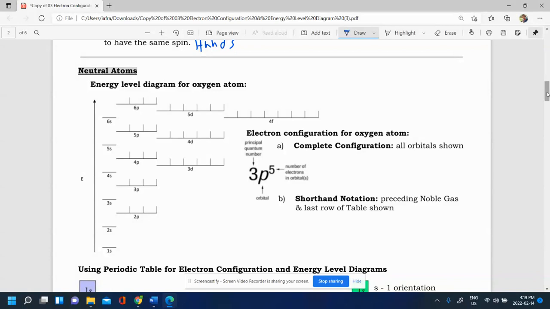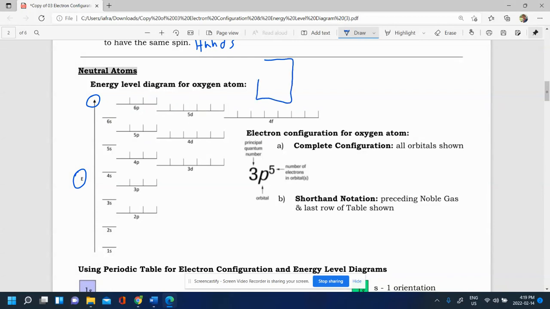We'll do oxygen first. So I'm going to build an energy level diagram for oxygen. You do need to know how to draw something like this. You put your energy label here. The arrow needs to point up to show your increasing energy. And then these are the correct order for the energies of the different orbitals and subshells.